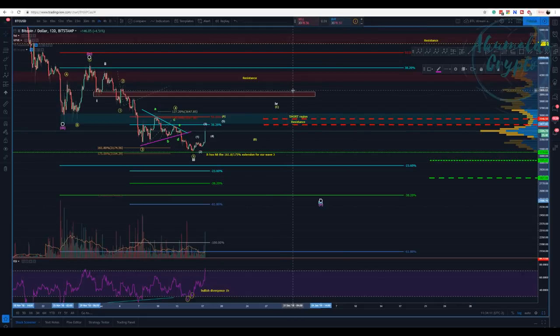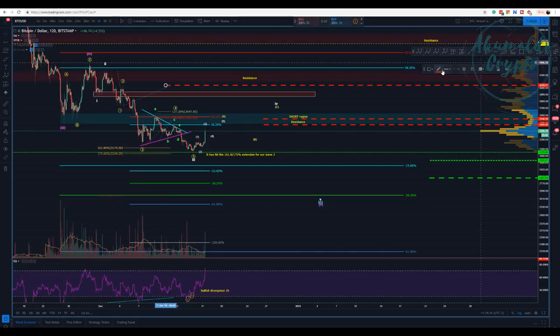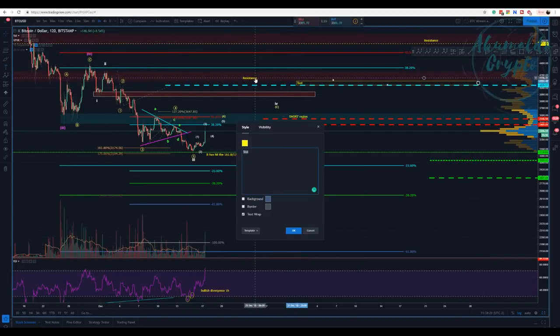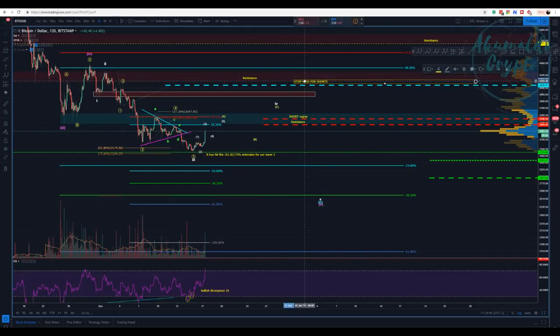My stop loss is here for a short. Okay, guys, let me show you. It's here. This is my stop loss. If it goes to 4K, it's going to invalidate this count. So if we test this resistance here, this is my stop loss for a short, I'm sorry, not long. For shorts. It's funny. For shorts. Okay? This is my stop loss, this bluish line here.